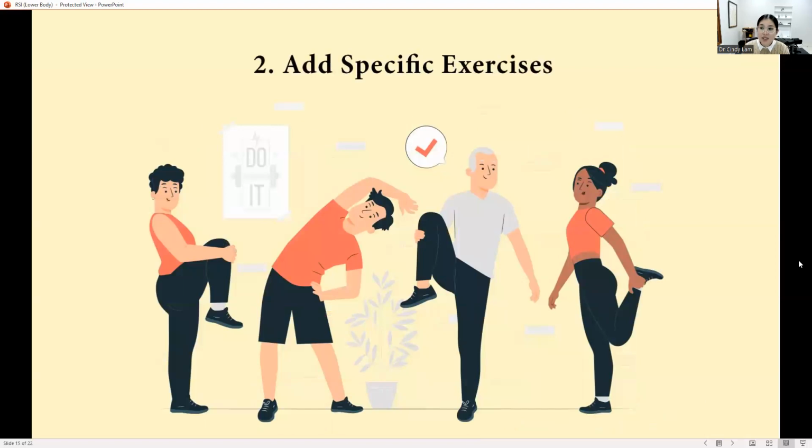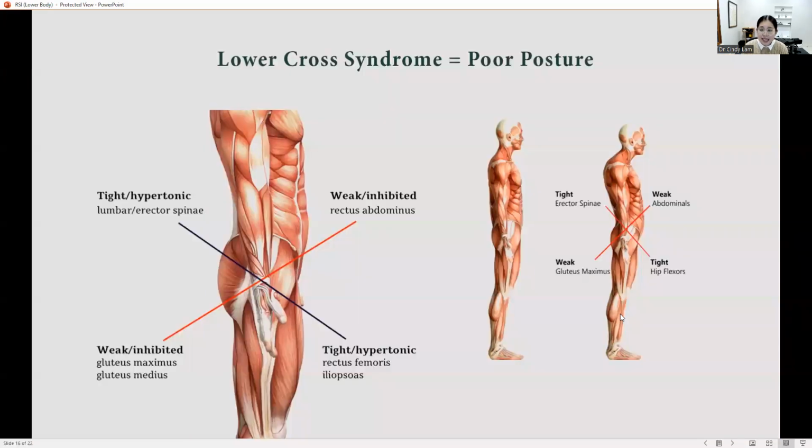You want to be adding specific exercises. If you saw any musculoskeletal health practitioner, like a chiropractor or a physio, there are plenty of exercises to be given. But if I were to hone it down, I think it's important that we take it back to the root cause, which is lower cross syndrome. So the muscles that are weak, you want to be strengthening, and the muscles that are tight, you want to be stretching.